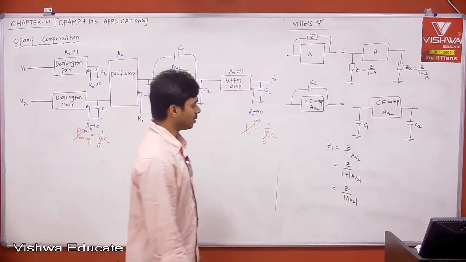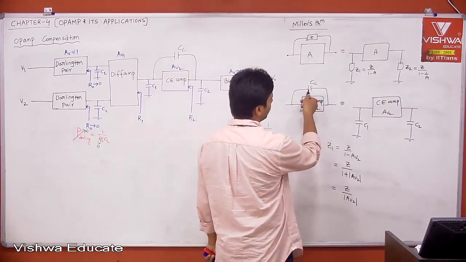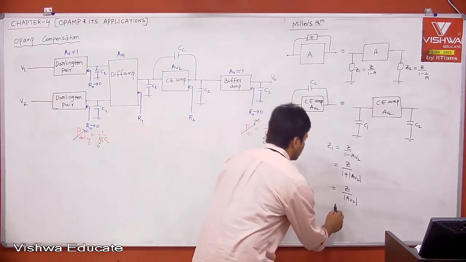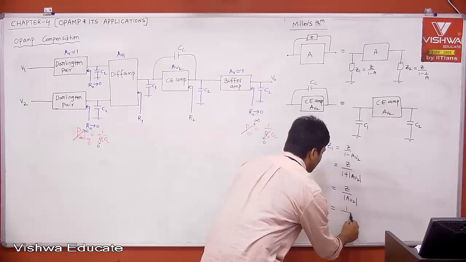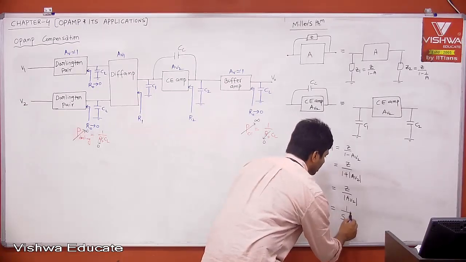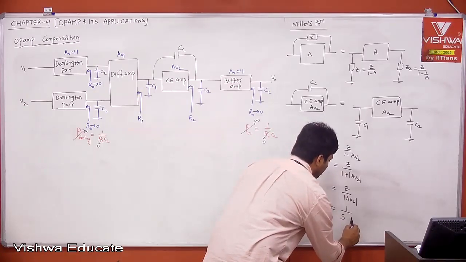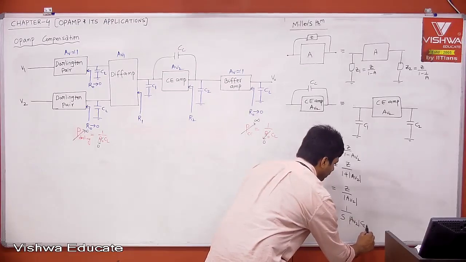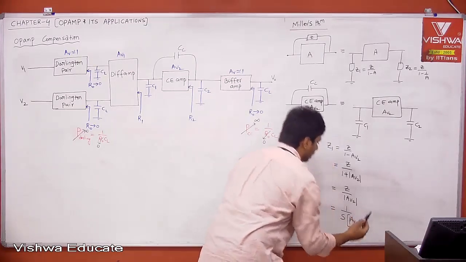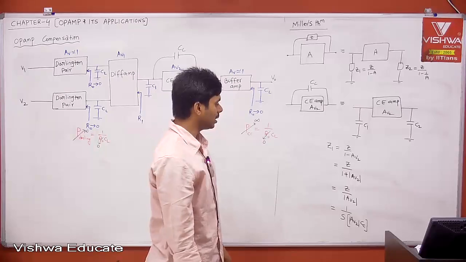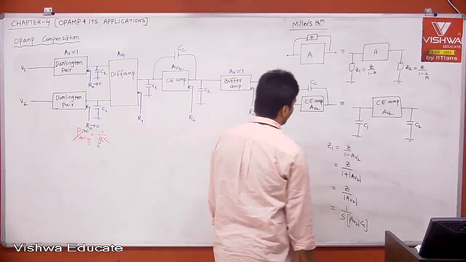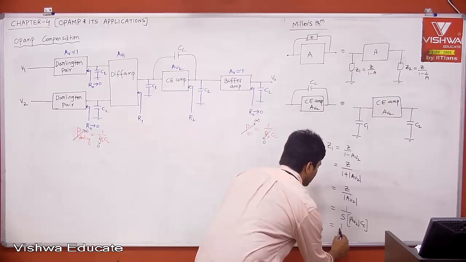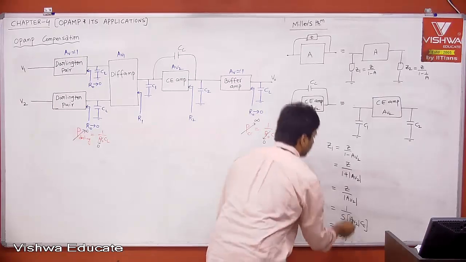Then what is Z? Z is nothing but 1 by SCC. Then this is nothing but 1 by S into CC into AV2. Therefore, magnitude AV2 into CC is basically the new capacitor which is coming. That is nothing but your 1 by SC1. That is what your C1 is.